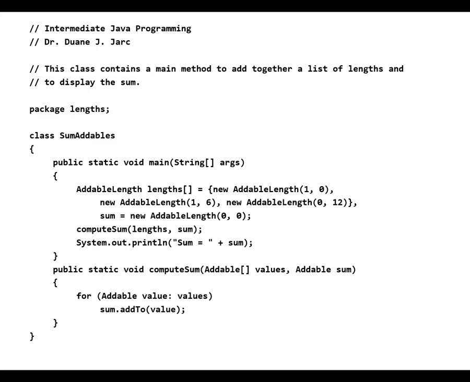The SumAddables class gives us a complete program that we can run. In the main method, we have an array of type Length that contains 3 Length objects. That array is passed to the method computeSum, which returns the sum of all the lengths in the array. Notice that the computeSum method contains no references to the type AddableLength. That method could be used to compute the sum of any type that implemented the Addable interface. The ability to write such methods that depend only on the capabilities provided by the interface is one of the key benefits of defining interfaces.